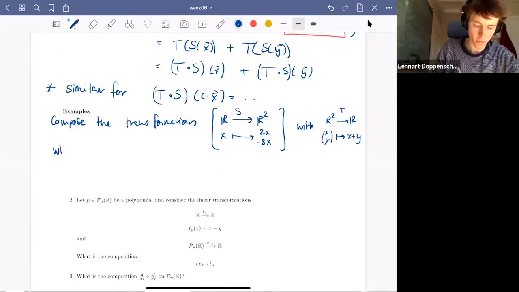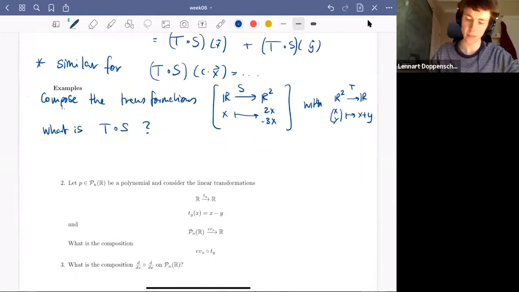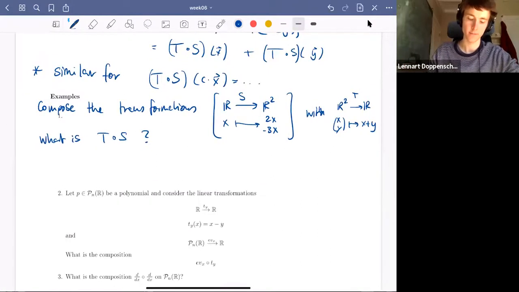And then, what is T composed S? Any ideas? So this is just the very first example. It's not very involved, but I think it should get you started on the idea of composition. So first question, what can we apply this to? What's the valid input?